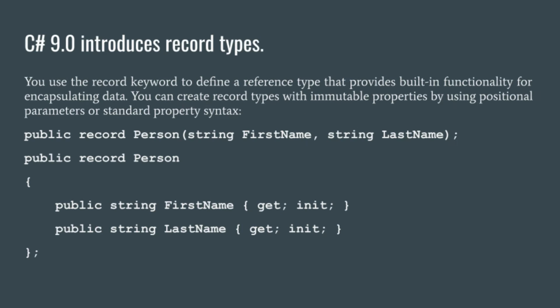C# 9.0 introduces record types. You use the record keyword to define a reference type that provides built-in functionality for encapsulating data. You can create record types with immutable properties by using positional parameters or standard property syntax as follows.